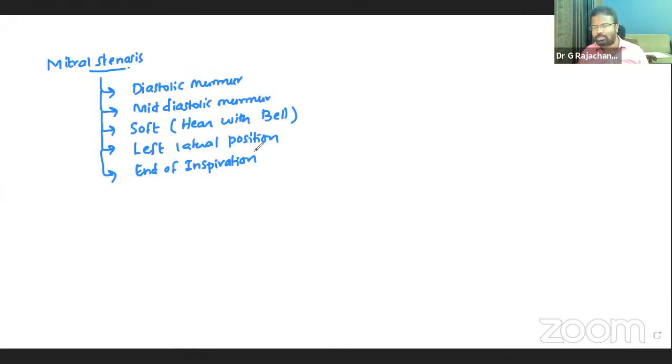So I hope you understood this. If it is a mitral stenosis, there is a diastolic murmur. It is called mid-diastolic murmur. It is soft, so we need to use the bell of the stethoscope. Then the patient should be in left lateral position and should be auscultated at the end of the inspiration. Anything else possible in such cases? Mitral stenosis. Stenosis means failure to open. But if there is a sudden opening, there can be an opening snap. These are all the possibilities that you find in the murmur of mitral stenosis.